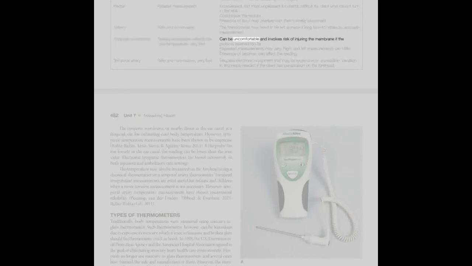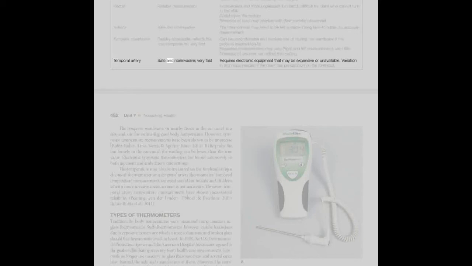Very fast, can be uncomfortable, and involves risk of injuring the membrane if the probe is inserted too far. Repeated measurements may vary. Right and left measurements can differ. Presence of cerumen can affect the reading.